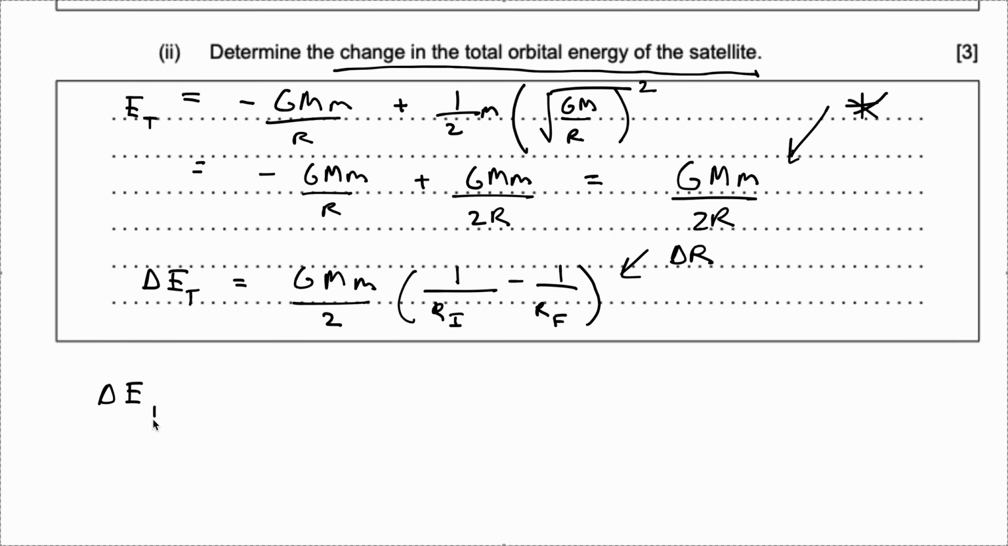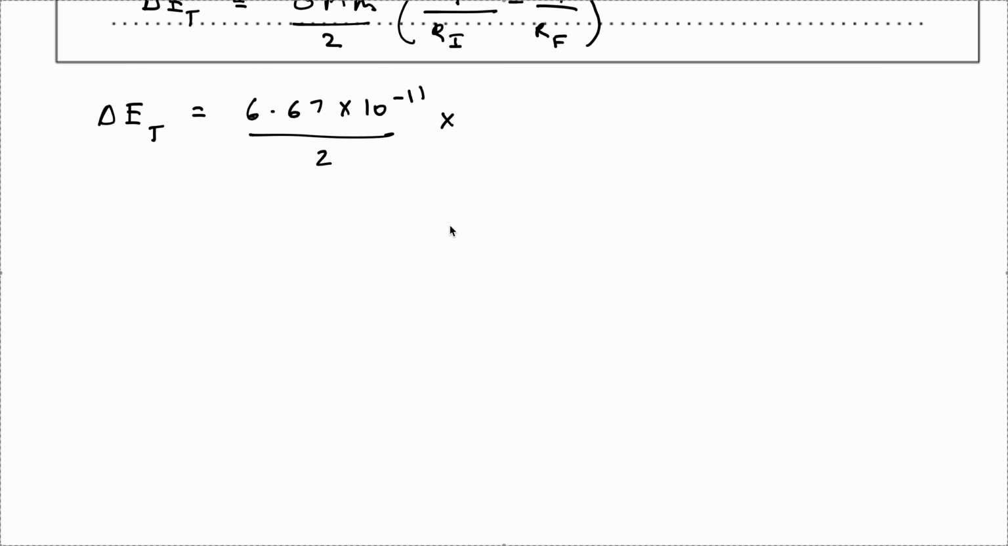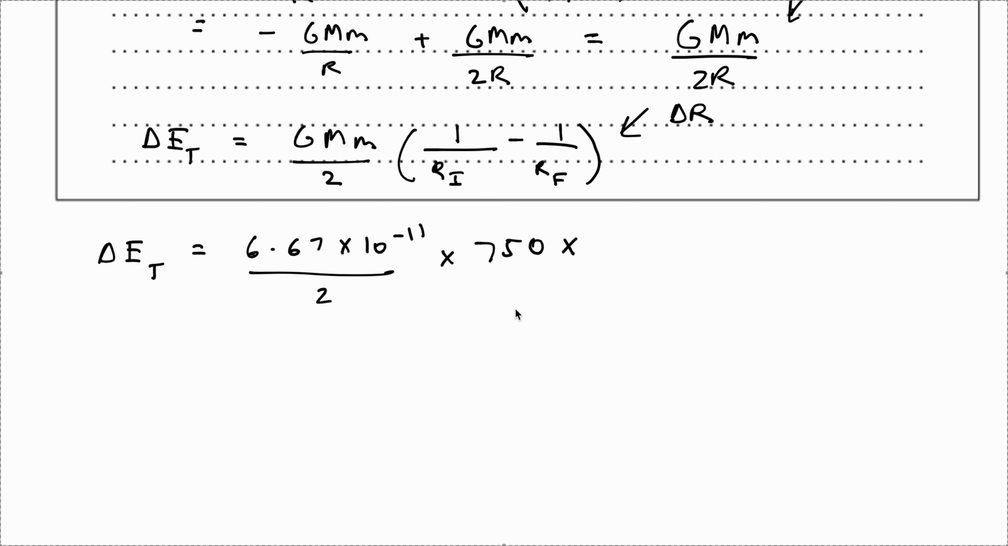Delta ET is basically equal to, now what is the gravitational constant? It's given in a formula booklet. It's 6.67 times 10 to the power of negative 11, divided by 2, times, what's the mass? What's the mass of the planet? That we need to find, but we do know the mass of the satellite. The mass of the satellite is 750 kilograms, which they gave right here. Now we need to find out the mass of the planet. So how do we do that?